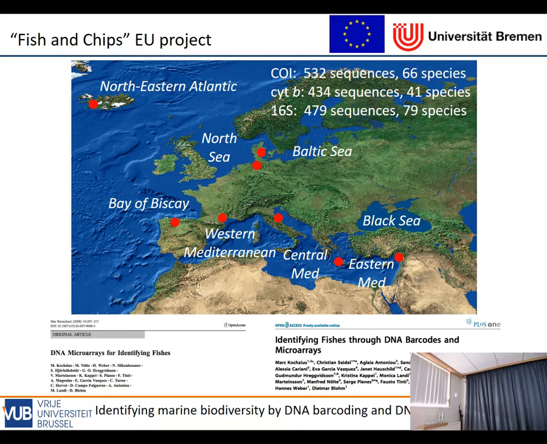So from several species, up to 75 species in 16S, we sequenced 16S, cytochrome B, and CO1, and then set up a database. And based on that database, probes were designed to be spotted on the microarray for identification.